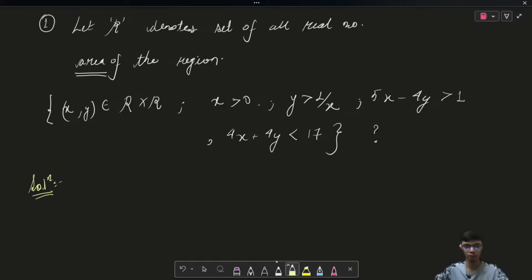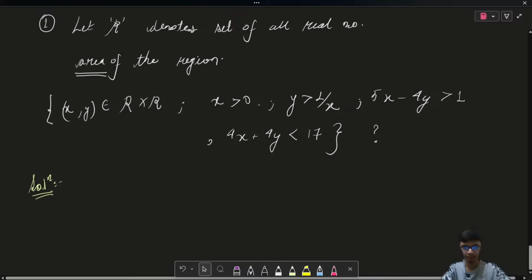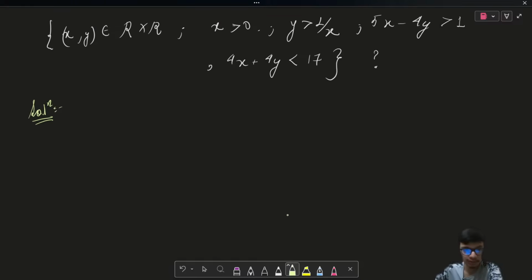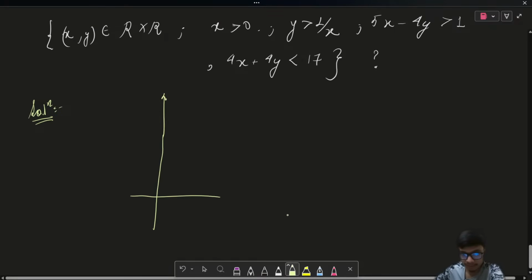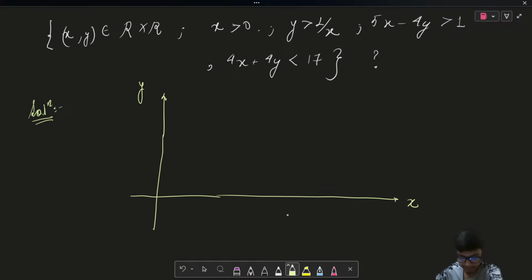So first of all, looking at this particular region, the first thing I have to do is to plot the region, right? So let's try to plot the graph of the following functions and find the common region that I have to find the area for. So let me draw the coordinate axes. This is my x-axis and this is my y-axis, right?